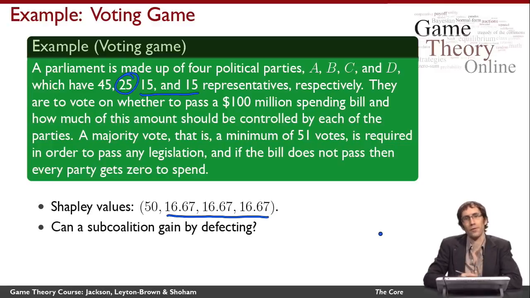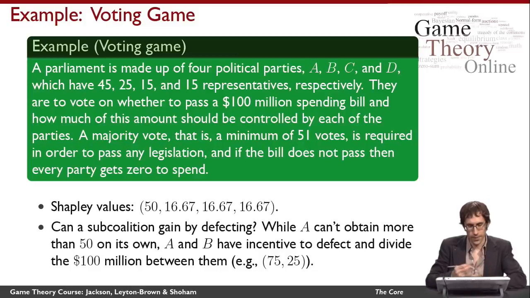The question that I want to focus on today is whether any subcoalition can gain by defecting from the Grand Coalition. Again, I'll invite you to pause and think about that before I give you the answer. So the answer is that a subcoalition can gain. In particular, A and B together could form a subcoalition which would do better than the Grand Coalition being paid according to the Shapley values.